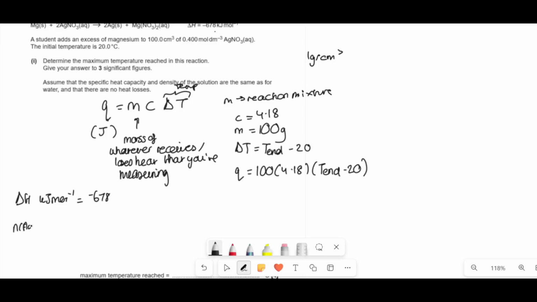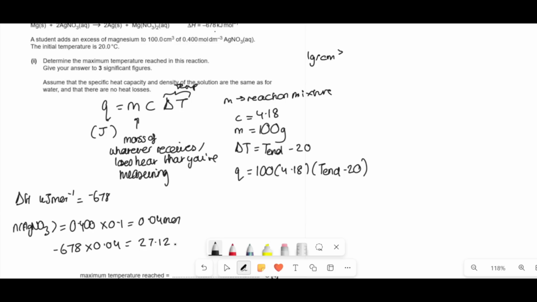So the moles of AgNO3 is going to be concentration times volume, so 0.400 times 0.1, which is going to be 0.04 moles, because I divided that by 1,000, right? So what we now know is that specifically in our example, the amount of heat energy released is minus 678 times 0.04. If we do that, then 678 times 0.04 is going to be 27.12.